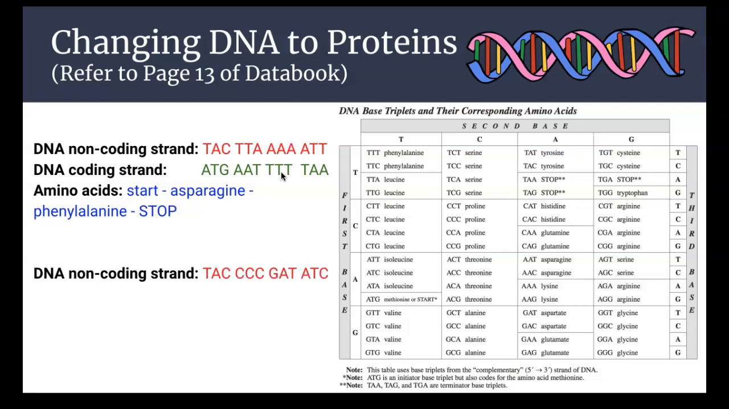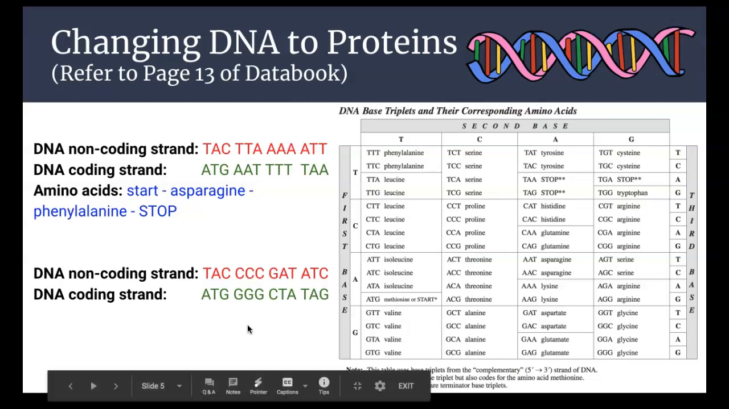So here's another strand of DNA. I have the non-coding strand, so I have to make the coding strand first. So it would be ATG, GGG, CTA, TAG. So that's just making sure that all of my nitrogen bases pair up with the right letter.